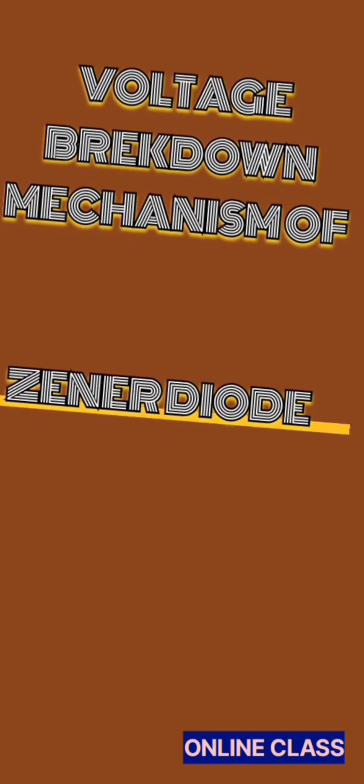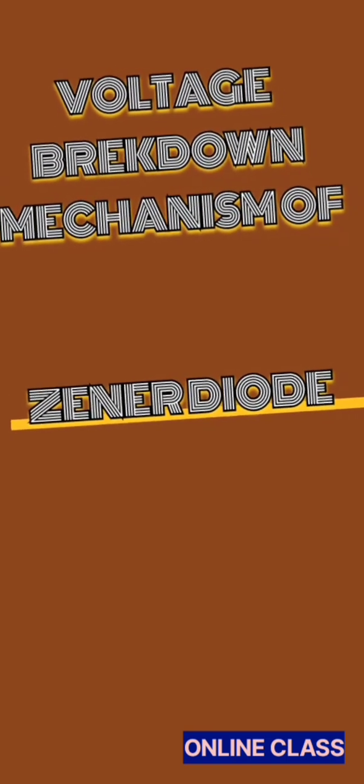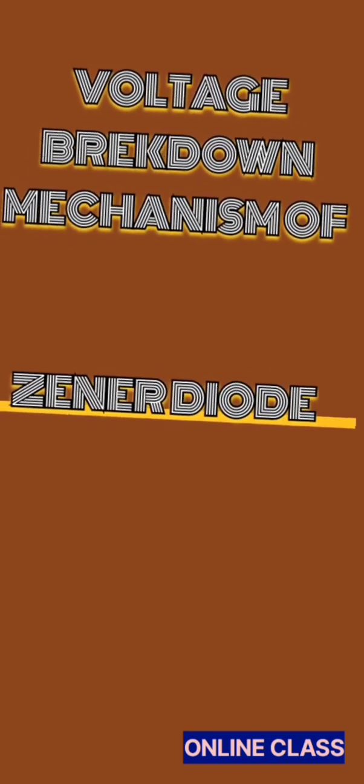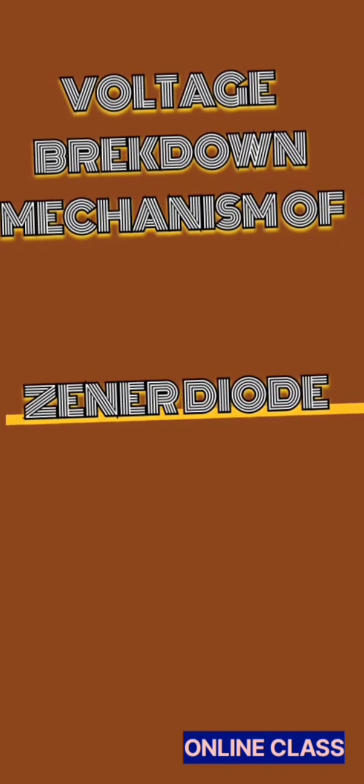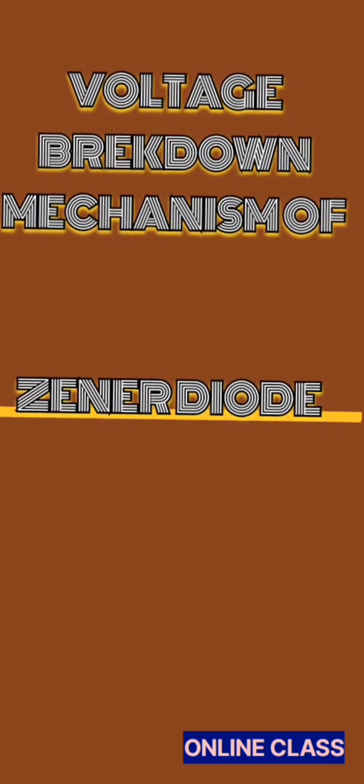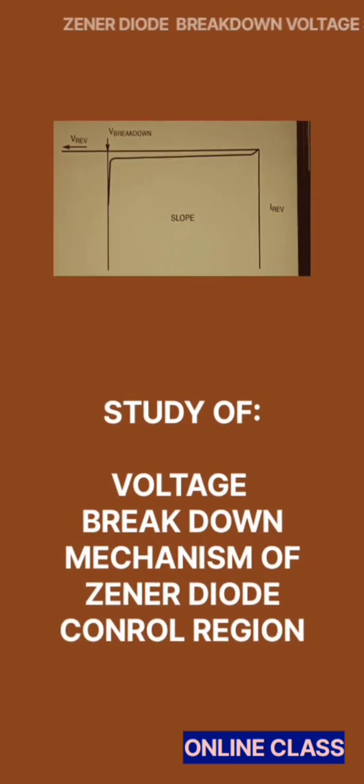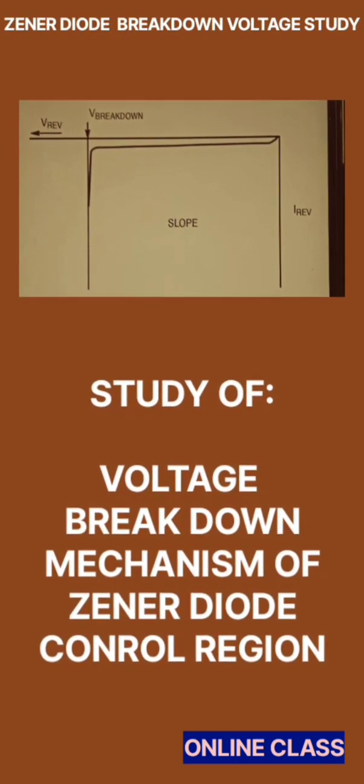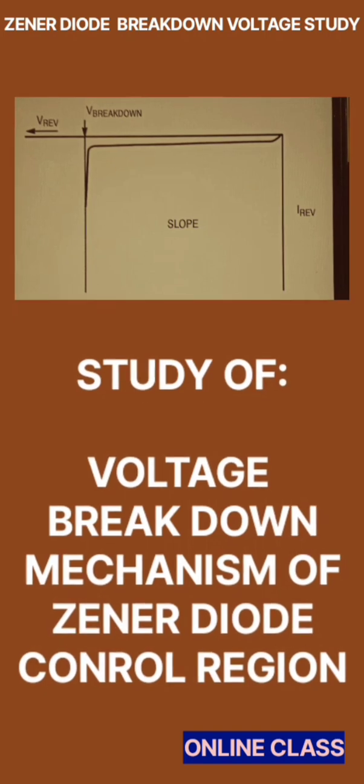Today's topic is the study of voltage breakdown mechanism of zener diode control region. This class builds on what was covered in my previous class. You can find the link to that class in the description. The displayed waveform illustrates the extension of reverse biasing until voltage breakdown occurs.